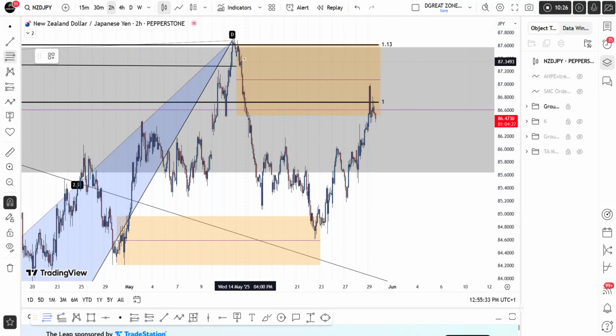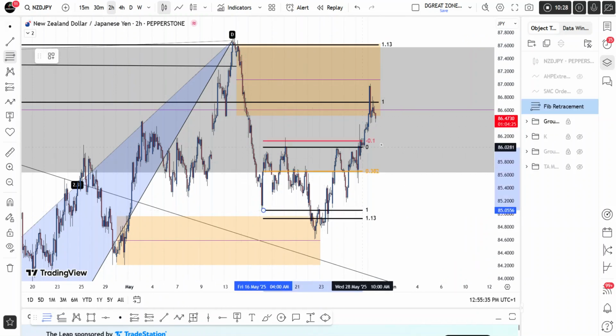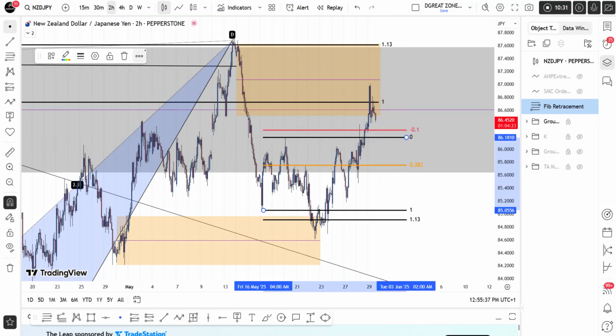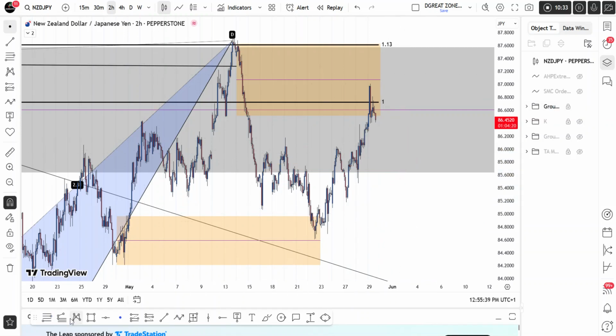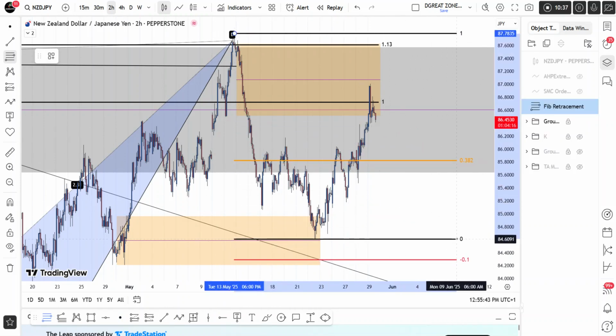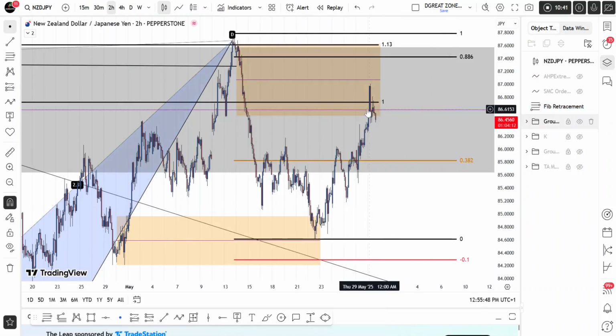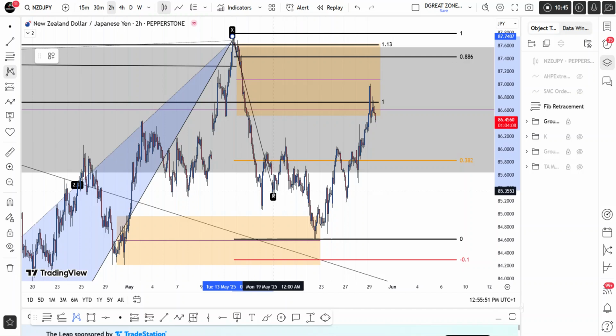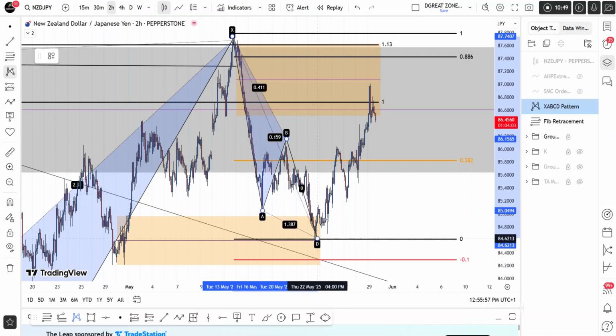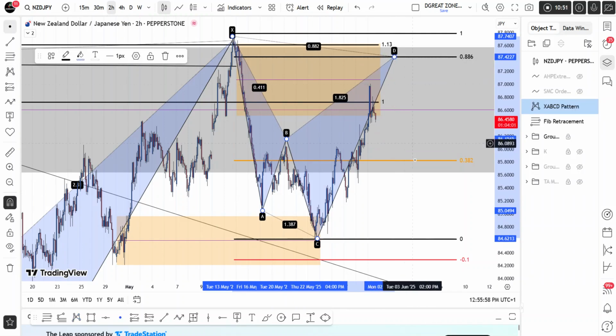Then it should be valid for Shark. So yes, it's valid for Shark. Minimum requirement of 1.13, that is valid. But then do we have the retracement of 0.886? I doubt we have that retracement of 0.886. So this Shark trade is not valid because we're supposed to have a retracement of this type in this pattern, and then we'll have something like this 0.886 for us to have this, but it's not actually valid.